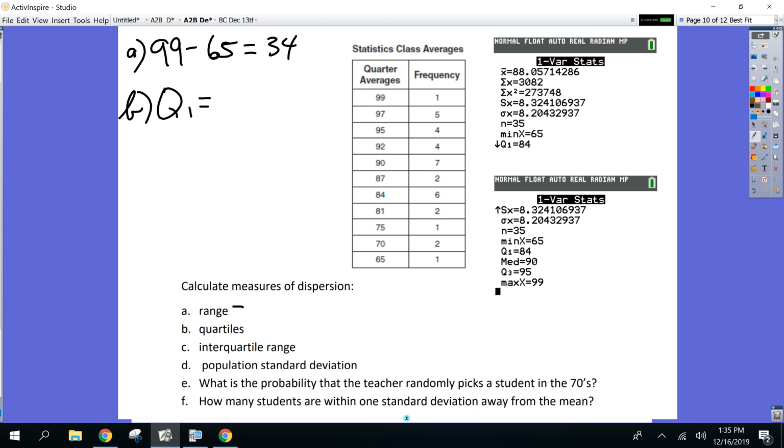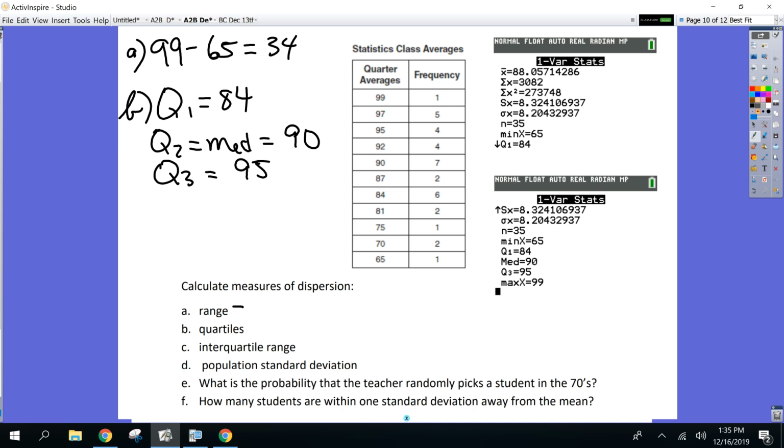I need to make it bigger. 84. Everyone always goes to quartile 3. There is one in the middle there. It's called quartile 2 or the median, which is what, Aiden? Let's go. 90. Yep, you got it. Quartile 3. 95.